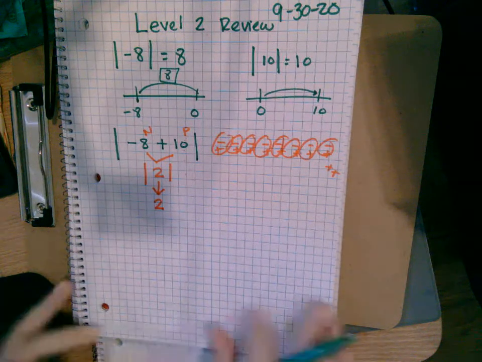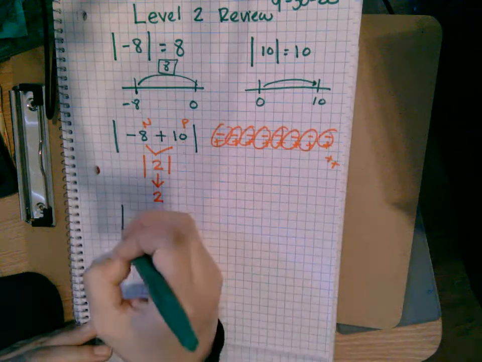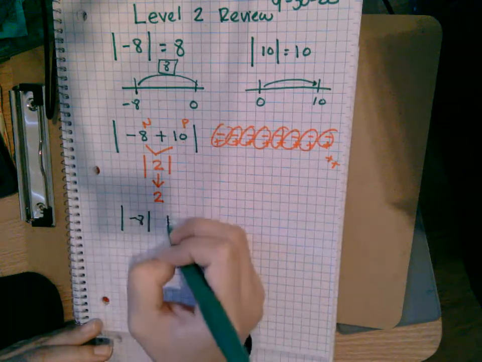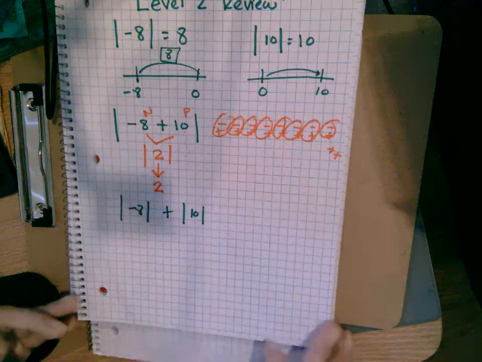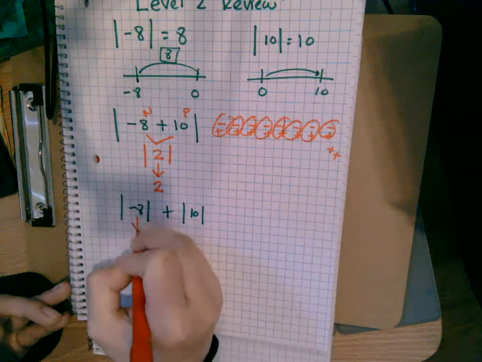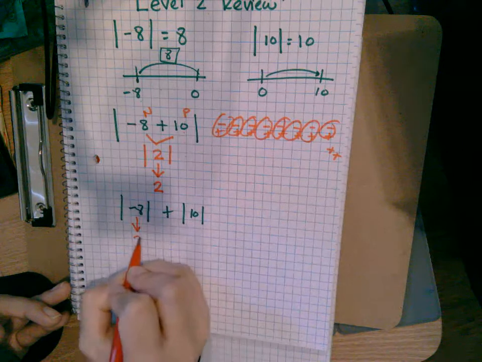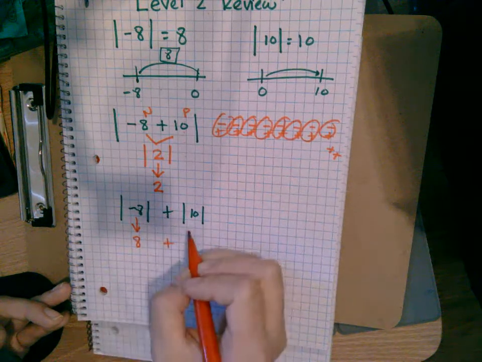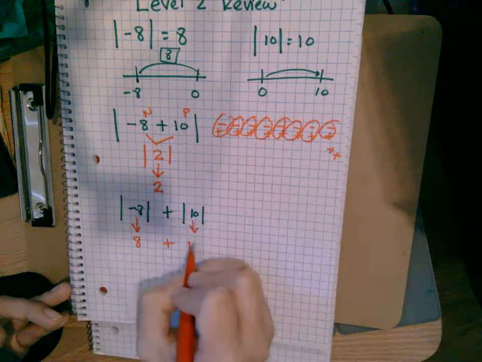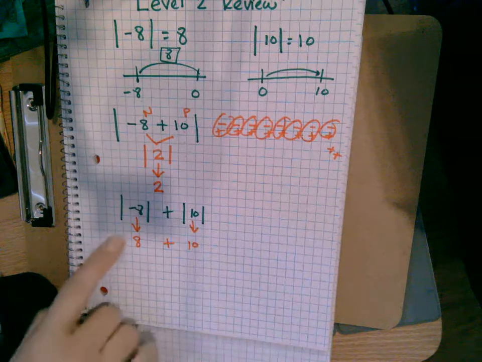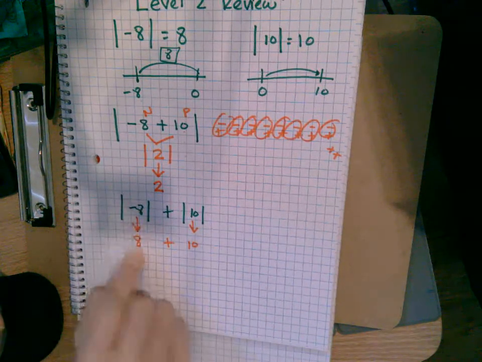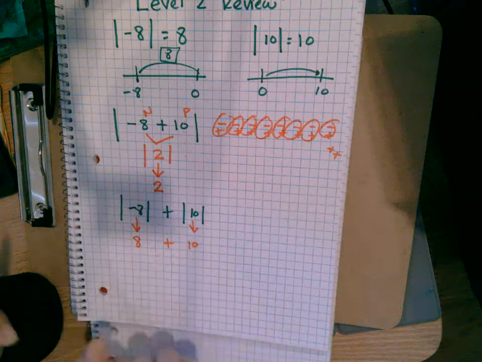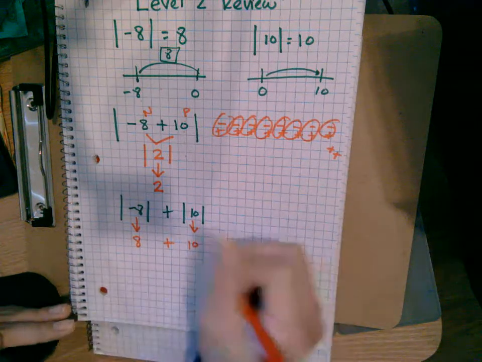Okay. Now, what if they're in individual bars, like negative 8 plus 10? All right. Negative 8, we take it out. What's the absolute value of negative 8? 8, plus what's the absolute value of 10? 10. So notice now I drop down the numbers. When they're all by themselves, you drop them down. What's 8 plus 10?